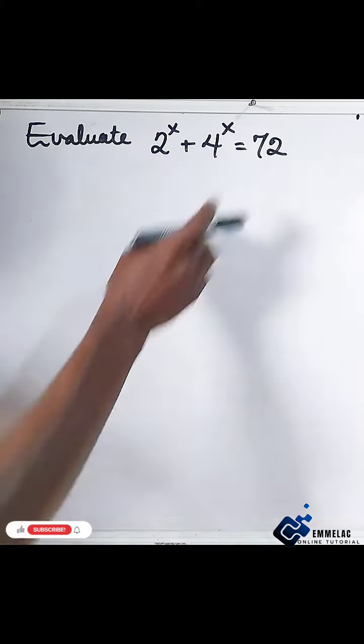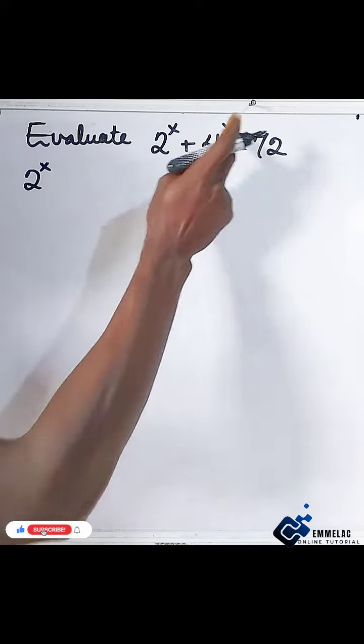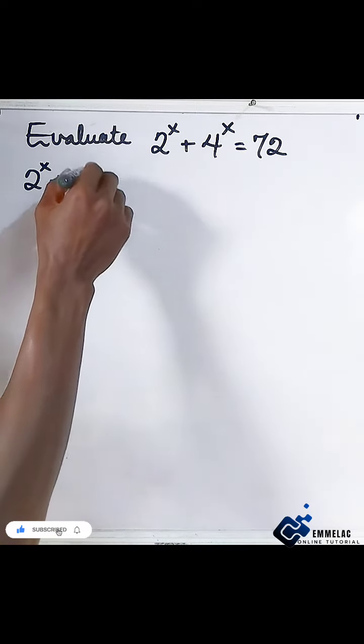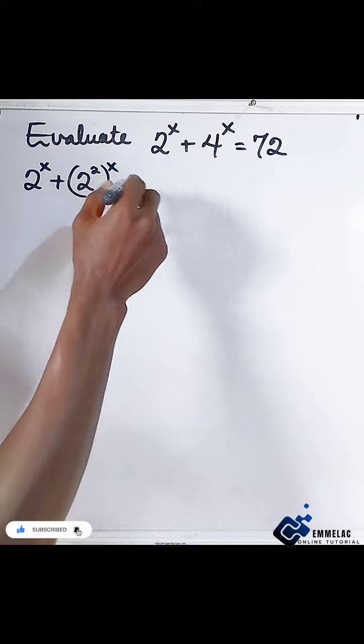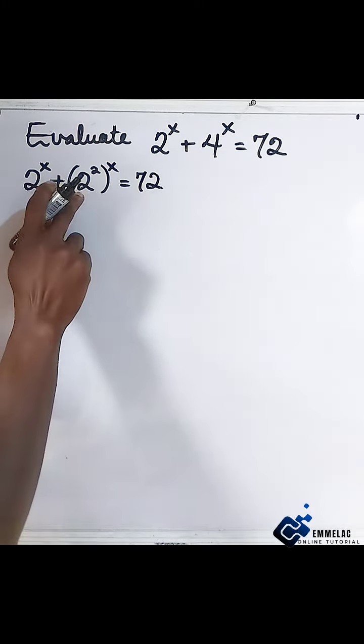Now let us evaluate this equation. Here you have 2 raised to the power of x. Now 4 raised to the power of x can also be reduced as 2 squared raised to the power of x, and this is the reason that 4 will be the same thing as 2 squared.